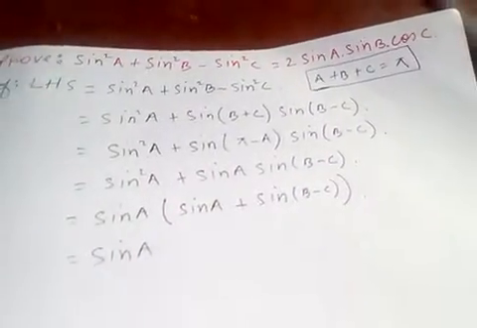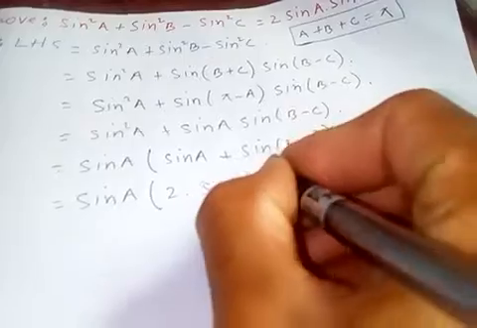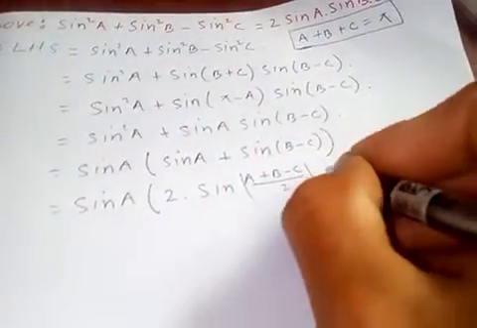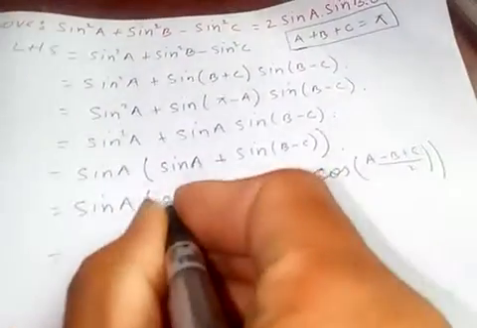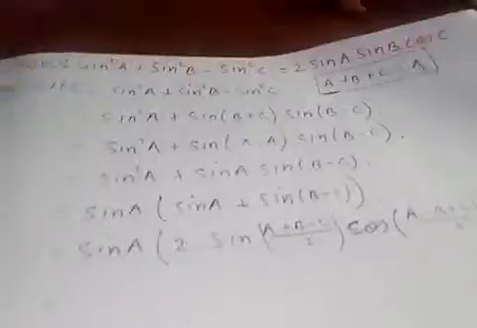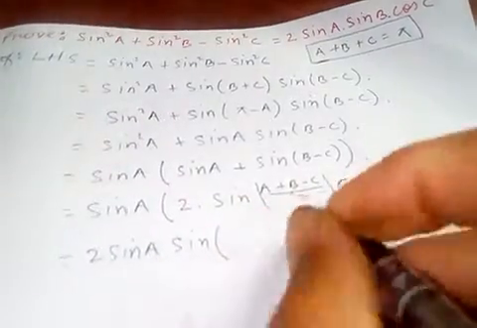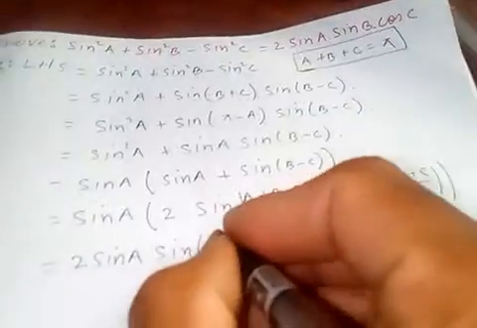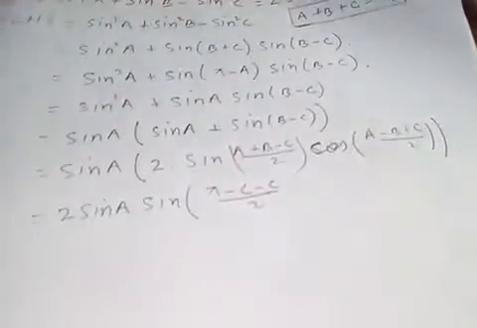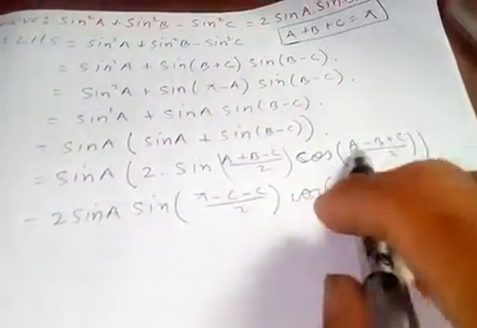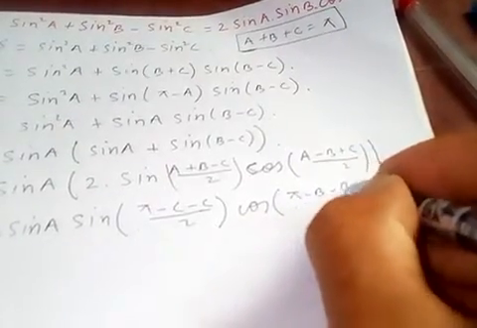So sin A, now if you use the sin A + sin B formula, you get 2 sin((A + B)/2) cos((A − B)/2). Here A + B is π − C, so π − C comes out from here, and in the cos also the same thing, A + C is π − B, over 2.